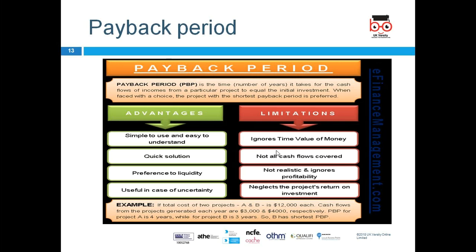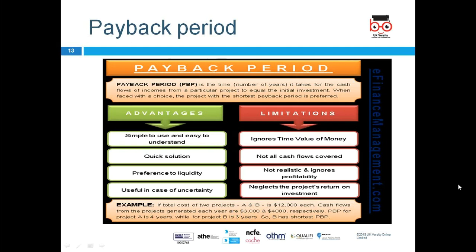So if the total cost of two projects A and B is 12,000 each, the cash flow from the projects generated each year is 3,000 and 4,000 respectively. Payback period for A is 4 years and payback period for project B is 3 years. So which one will we go for? We'll go for 3 instead of 4. Yes, we'll go for project B instead of project A, because project B is shorter and project A is longer.